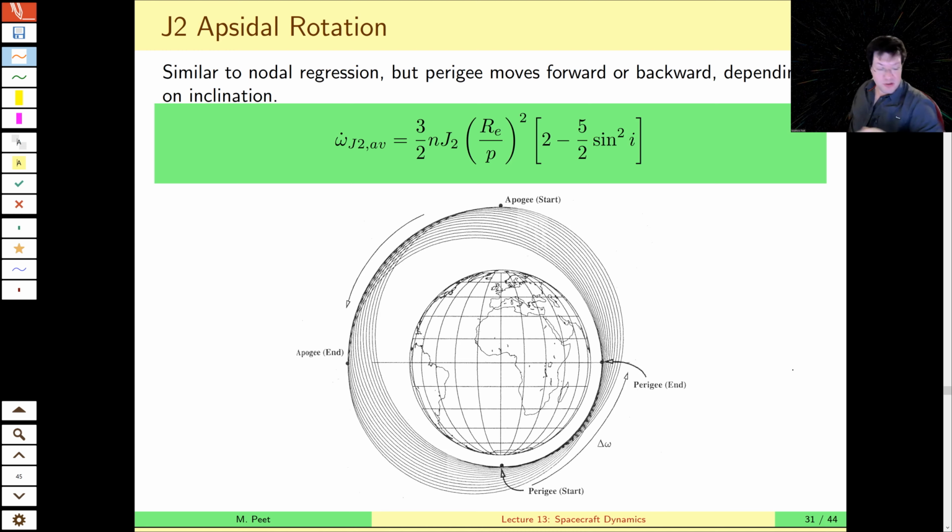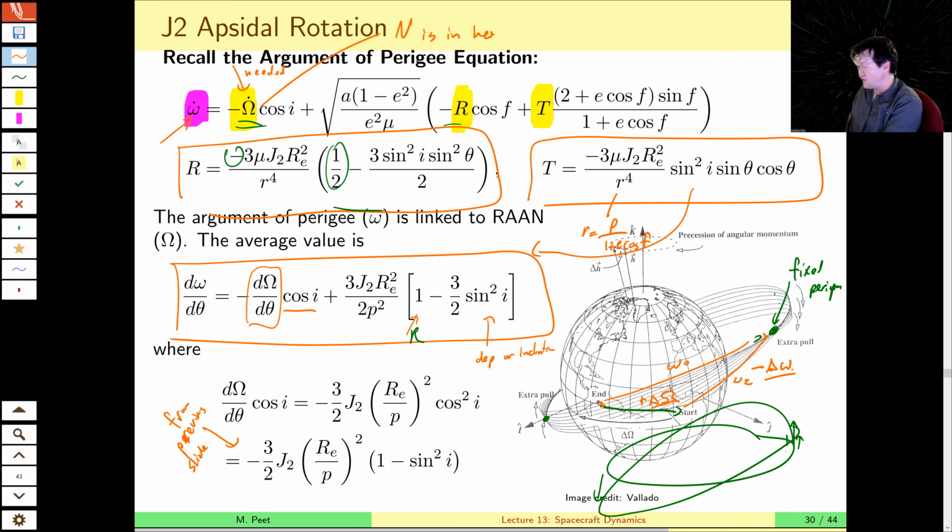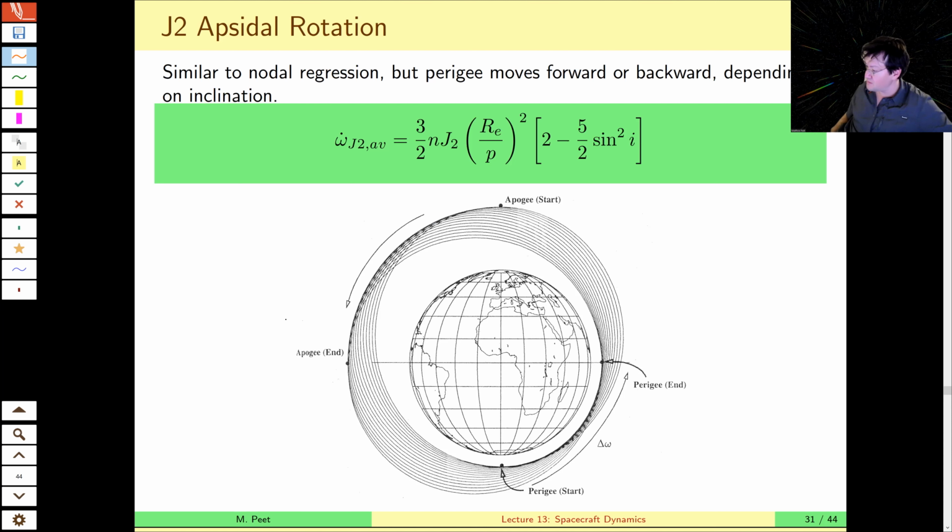So finally, we take that expression here, plug in for this term here, and we integrate it over an orbit to find the averaged rate of change of periapse.